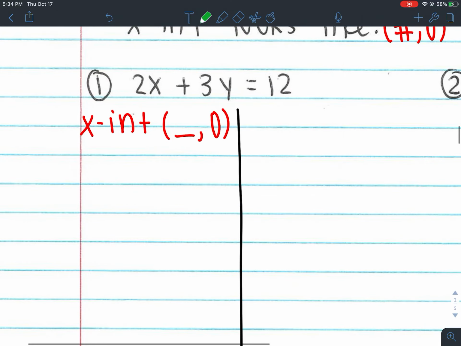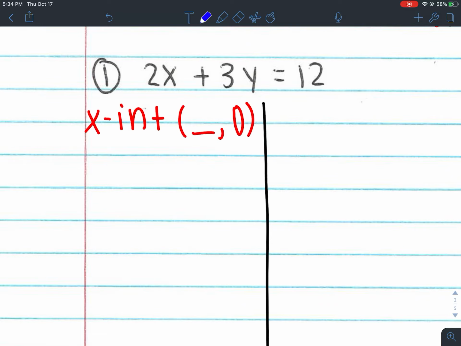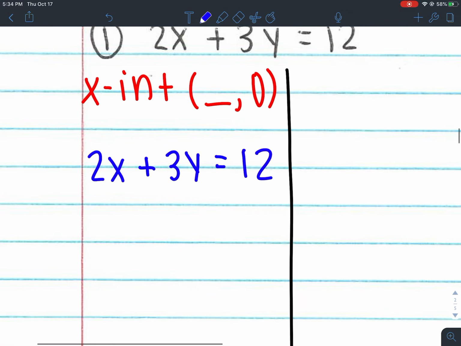Now, again, I'm solving for the x-intercept. I'm sorry, I'm trying to change colors. So the first thing I'm going to do is write that equation down again: 2x plus 3y equals 12. I'm going to write this down again.